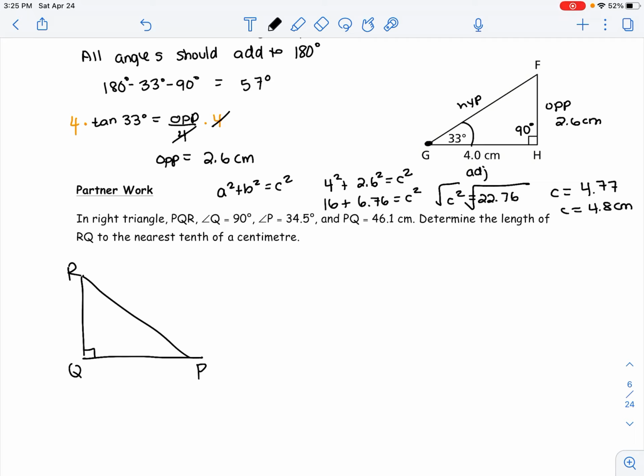So they're telling us that P to Q is 46.1 centimeters. And angle P, which is this one right here, they're telling us is 34.5 degrees. So the trick is you always have to look from the angle given. So it's really important that you look from an angle other than 90 degrees. So we're going to look from 34.5 degrees. That's going to be our theta that we actually know.